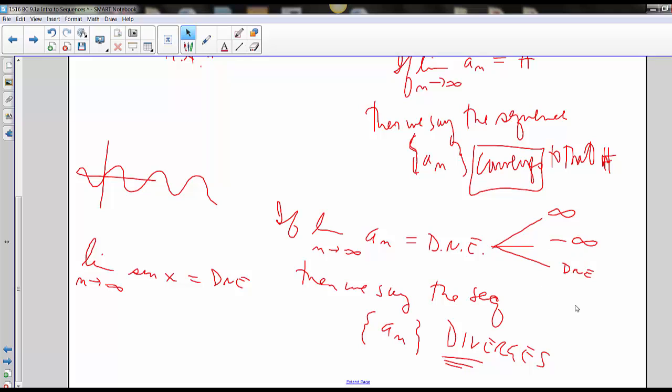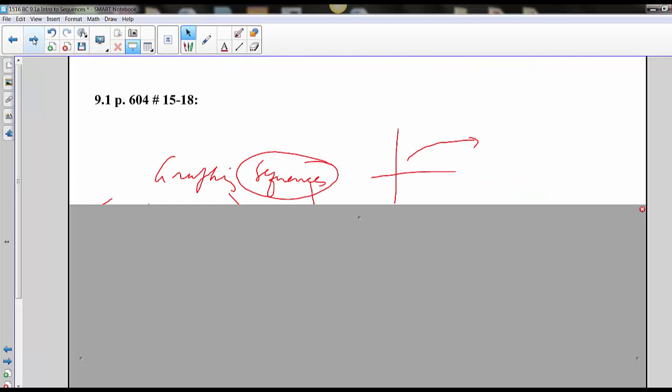But there's also this weird situation where the limit as n goes to infinity doesn't exist. Now, here's an example. Limit as n goes to infinity of sine x, that just keeps bouncing up and down, does not approach a particular number. It doesn't go to infinity or negative infinity, but nor does it equal a particular number. So we say the sequence diverges.